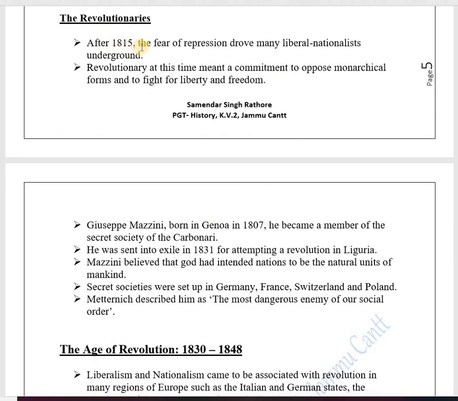After 1815, the fear of repression drove many liberal nationalists underground. So after 1815, when the monarchical form of government was again set up under the conservatives, these liberal nationalists went underground. Revolutionaries at this time meant a commitment to oppose the monarchical form and to fight for liberty and freedom. So all these liberal nationalists came to be called revolutionaries, and the main purpose of this was to oppose the monarchical form of government and to fight for liberty and freedom.